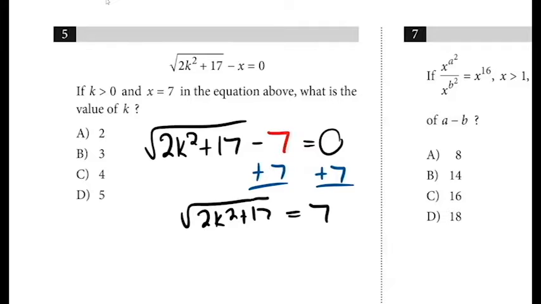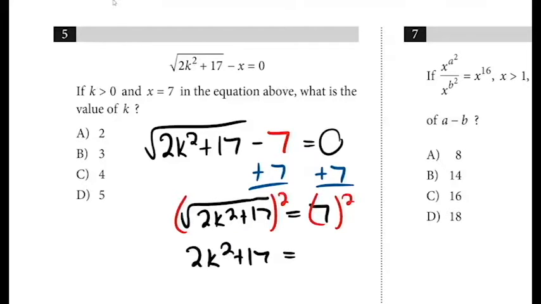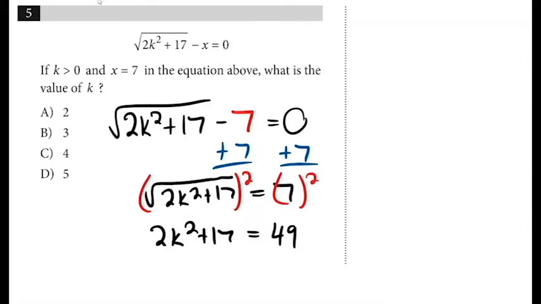Now that we've isolated the radical, it puts us in a position where we can square both sides to get rid of the radical. So we'll square both sides. On the left-hand side, that'll get rid of the radical. On the right-hand side, 7 squared is 49. Now we have only one variable, so we can just solve for that variable by isolating it. So let's take away 17 from both sides. And that'll give us 2k squared on the left and 32 on the right.